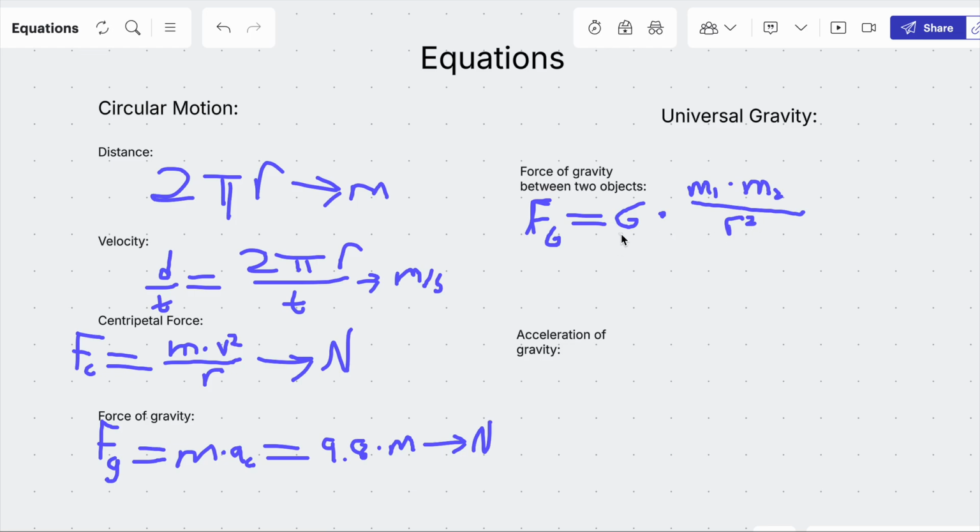Okay, gravitational constant, that is always going to be 6.67 times 10 to the negative 11th. So whenever you see big G, plug that in. Or if you want to just write this equation with the 6.67 in it, that works.